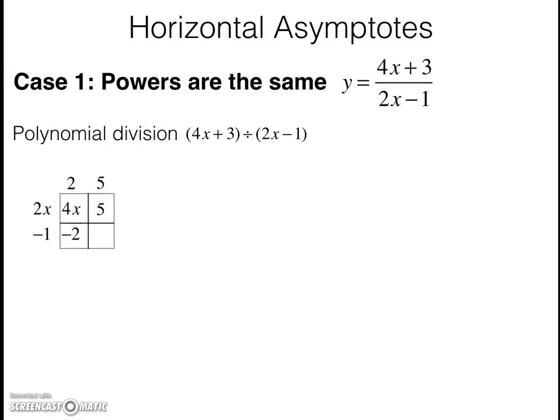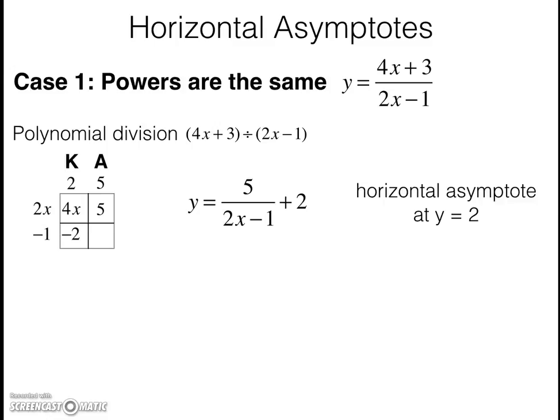What this helps us do is rewrite our original fraction into the standard form for reciprocal functions. What we've just done is identify that the k value is 2 and the a value is 5. The a value is 5 because it's the remainder. So that's the part that remains on top of our denominator 2x minus 1. Now that we have it in this form, we can identify our horizontal asymptote is at the k value, y equals 2.